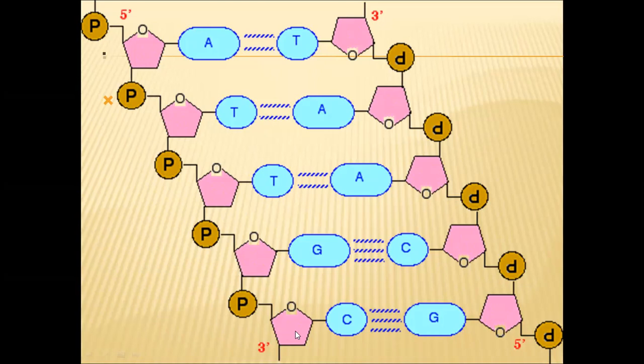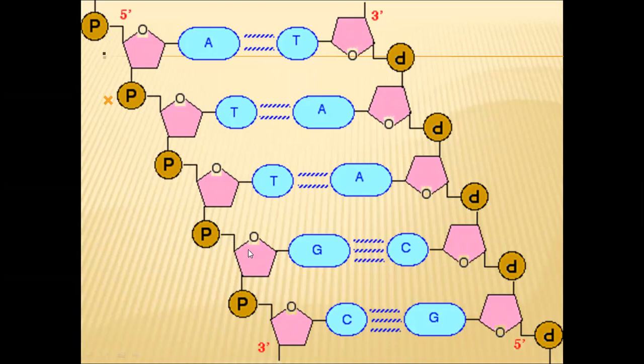As we have already seen, let us consider this lower nucleotide. This nucleotide has cytosine on its first carbon, and on its fifth carbon it has a phosphate group. And this is the second nucleotide from the bottom. The second nucleotide has a guanine on its first carbon and phosphate on its fifth carbon.